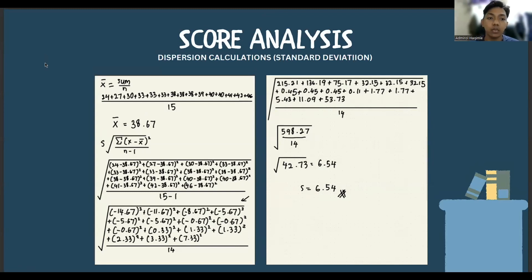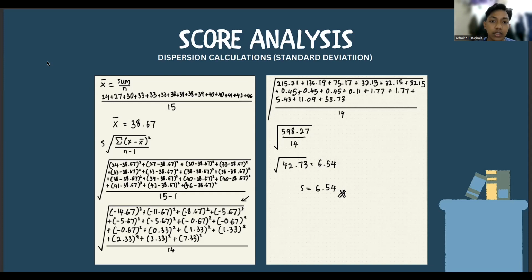So hi, my name is Admirol Haqimie. So we're moving on to standard deviation. Firstly, for the standard deviation based on the score paper, we pick all of the marks of the score paper. Firstly we need to find the mean. Just like Ain said, all the scores will be added and divided by 15. So the answer is 38.67.